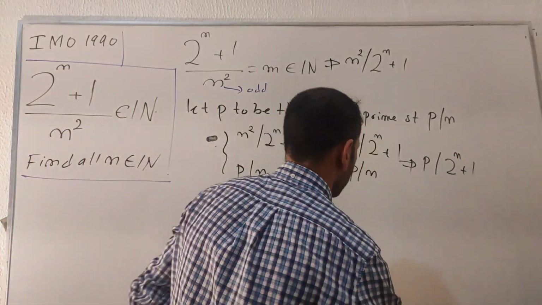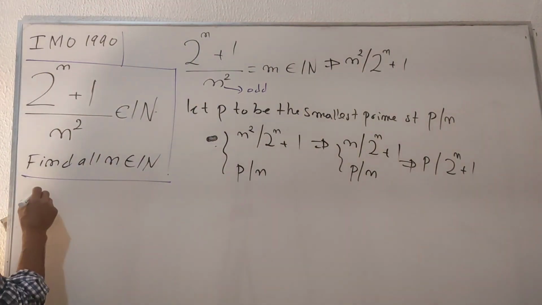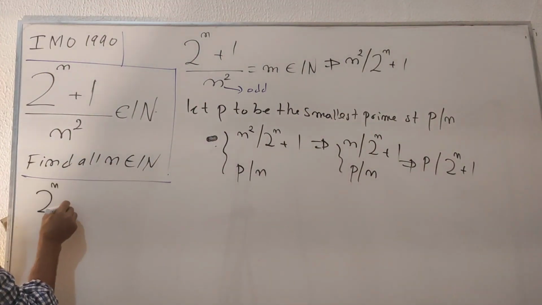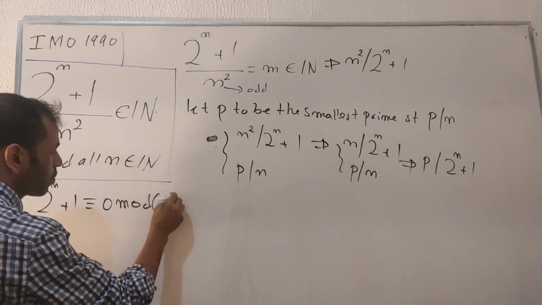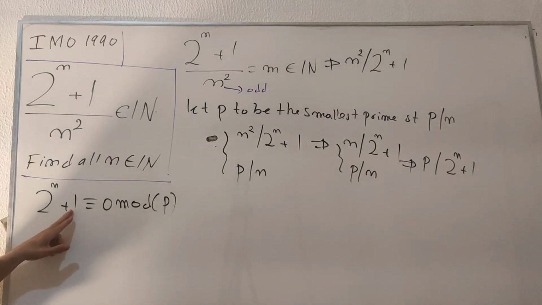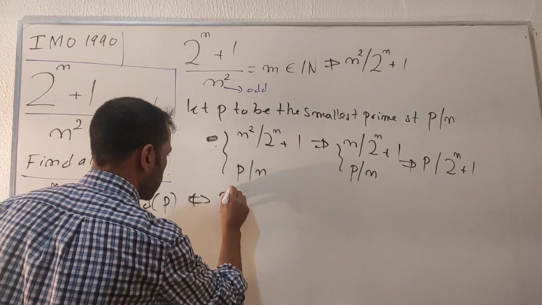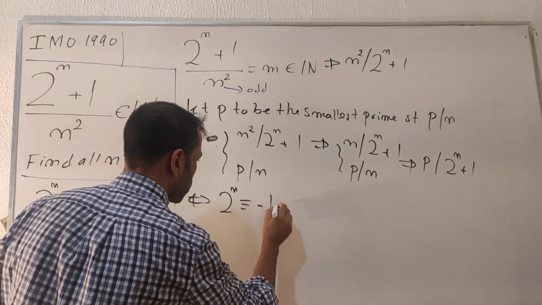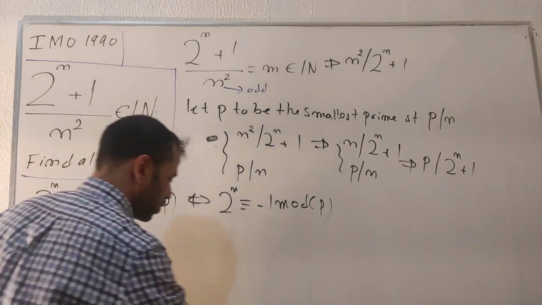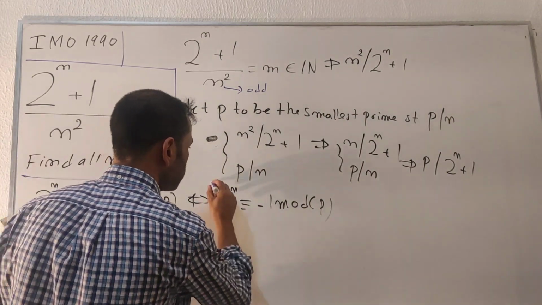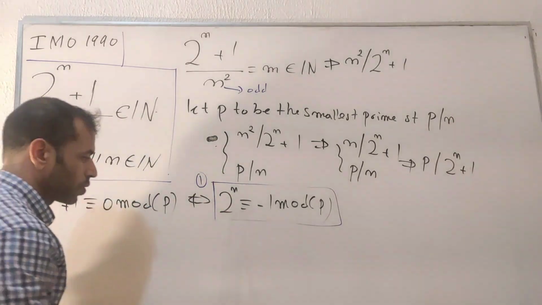By the definition of divisibility, we get 2 to the n plus number 1 is congruent to 0 mod p. I'm going to take this number 1 to the right, and I get 2 to the n is congruent to minus 1 mod p. Here is the first fact, and I'm going to call this number 1.